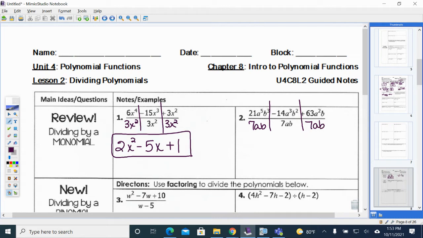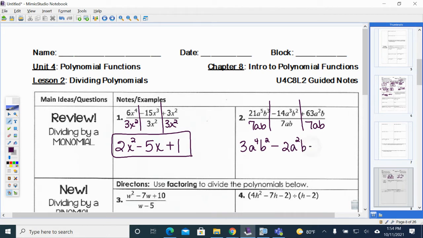21 divided by 7 is 3. And now remember, with your exponents, you're going to subtract. We have more a's and b's in the top, so we're just going to subtract 5 minus 1 gives us a to the 4th. B to the 3 minus 1 is 2. For the next term, it's going to be minus. 14 divided by 7 is 2. Again, subtract your exponents. For the a's, we'll have 3 minus 1, which is 2. B to the 2 minus 1 is 1.